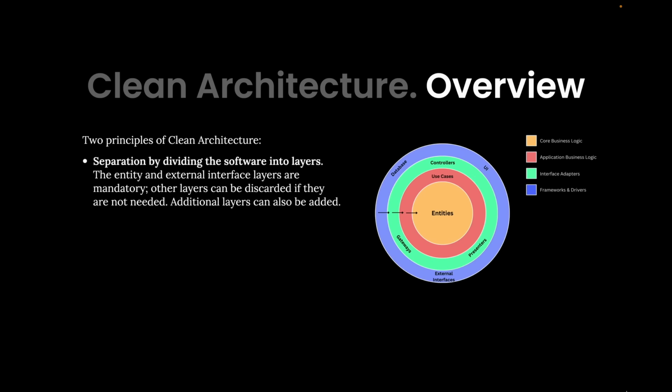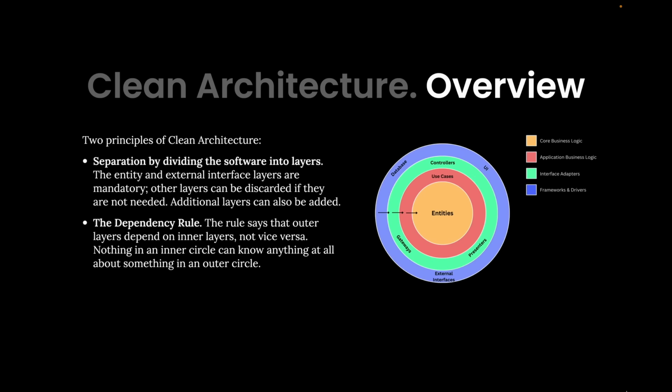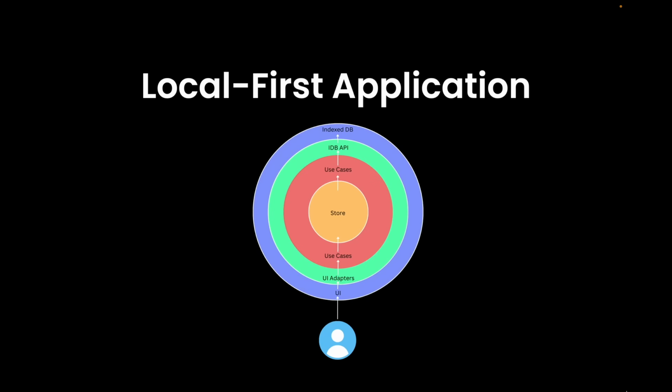And the dependency rule. The rule says that outer layers depend on inner layers, but inner layers cannot depend on outer layers. Nothing in an inner circle can know anything at all about something in an outer circle. Let's imagine we have no backend or don't need to think about it. For example, if you are building an offline-first app that stores data in IndexedDB, the structure remains the same.